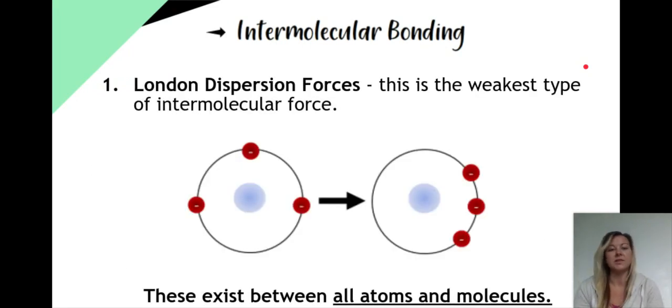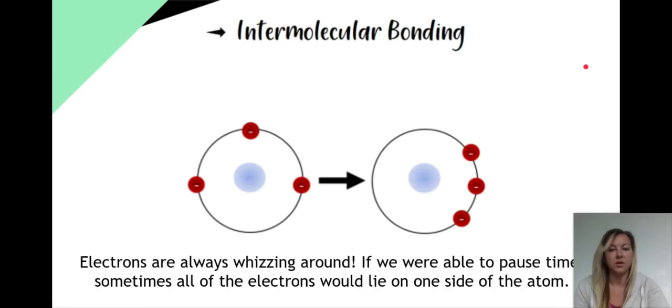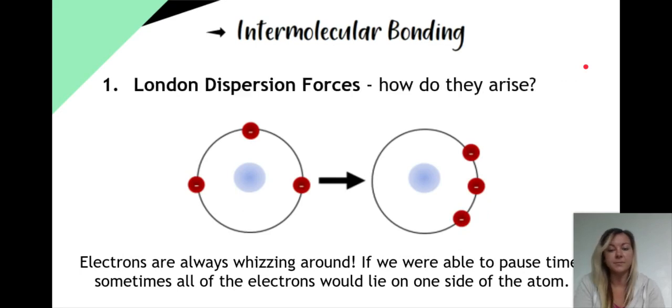So, London dispersion forces, first of all, this is the weakest type of intermolecular force. Now, these forces exist between absolutely everything. All atoms, all molecules, there is always going to be London dispersion forces. Why? Because anything which contains electrons can contain London dispersion forces because of how these forces come about.